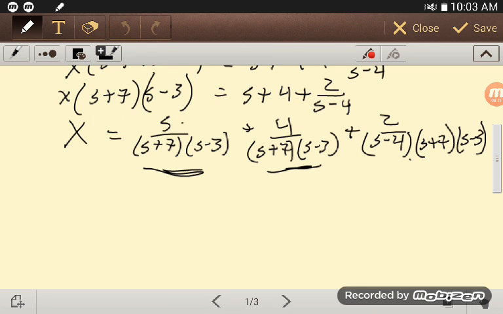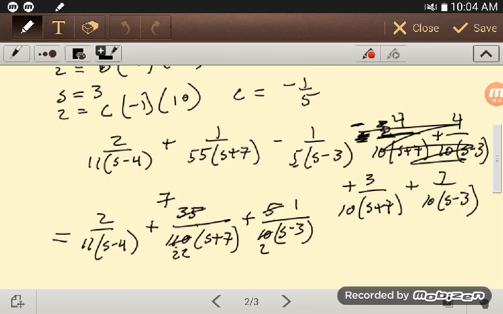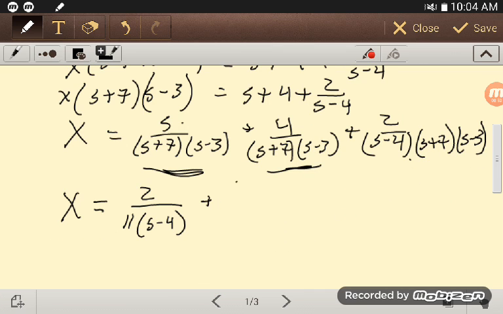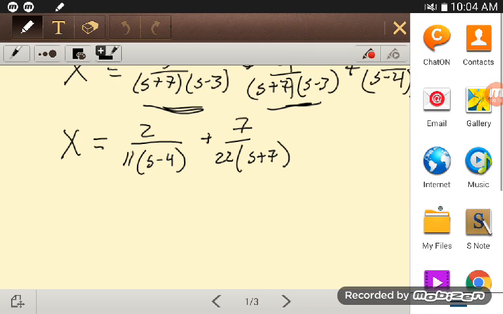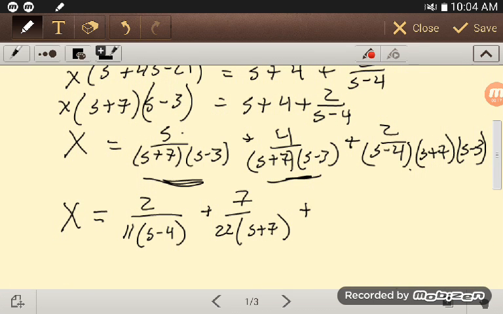So with all that partial fraction stuff, what I find is x is actually equal to, well, we have 2 over 11 times 1 over s minus 4, and then plus 7 over 22 times 1 over s plus 7, and then plus 1 over 2 times 1 over s minus 3.